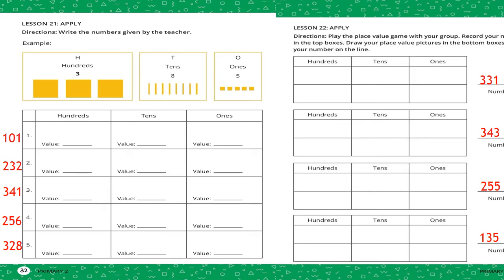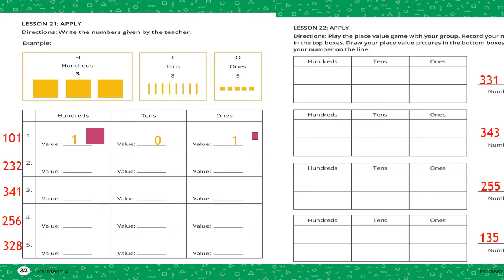Let's solve number 1, 101. Put the house from the right: ones, tens, hundreds. Then we have 1 in hundreds and 0 in tens and 1 in ones. Draw 1 big square in hundreds. Nothing in tens. Draw 1 small square in ones. Number 3. You can solve number 2. 341.